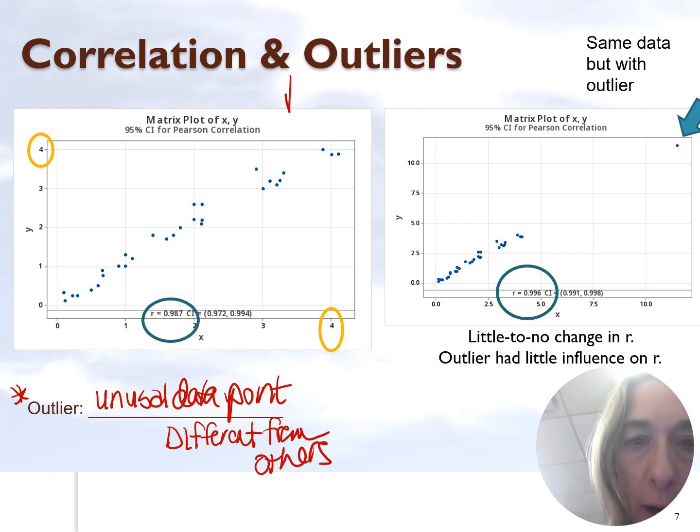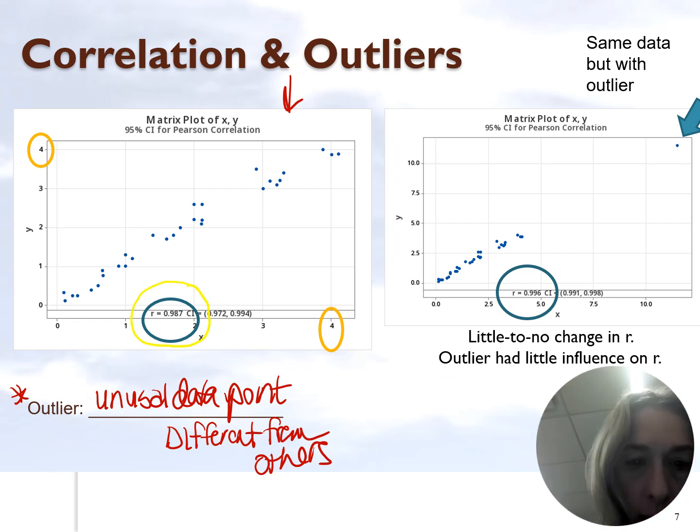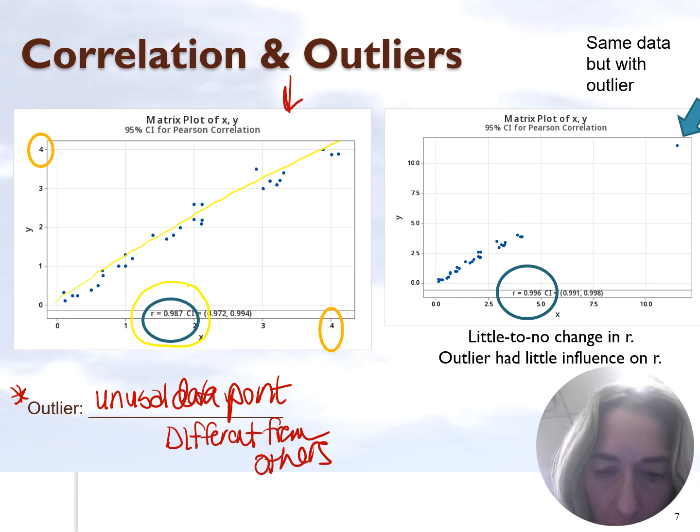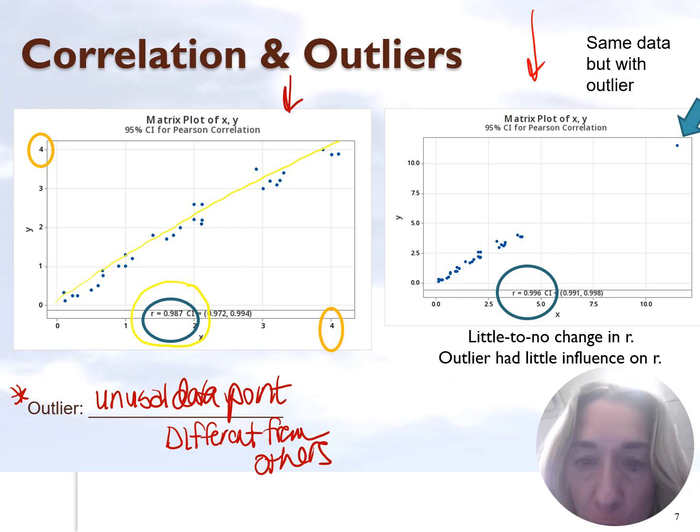Okay, so let's look at our graph on the left. Here we have some XY data that's fairly highly correlated, with a correlation coefficient of about 0.987. That's a high correlation. As you can see, those points pretty nicely hug that straight line. Now let's look at the graph on the right. It's actually the same data, but it's rescaled because an outlier has been added to the data.